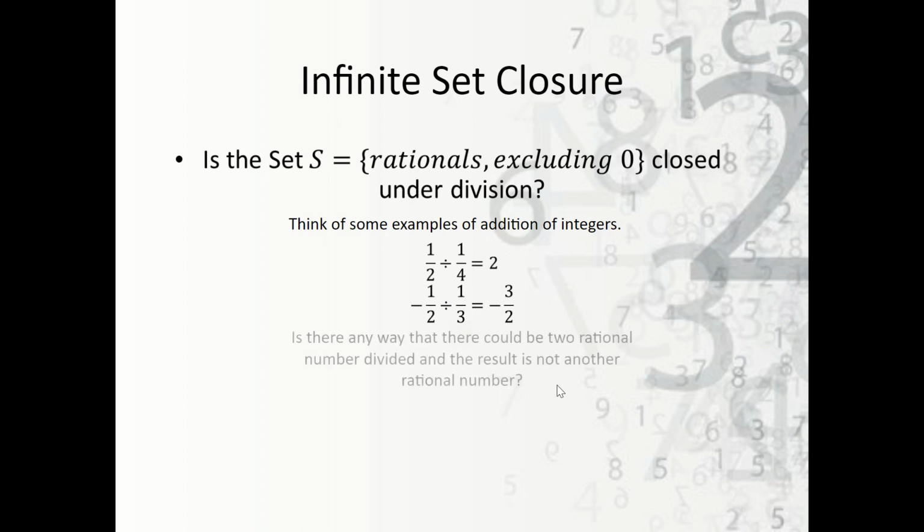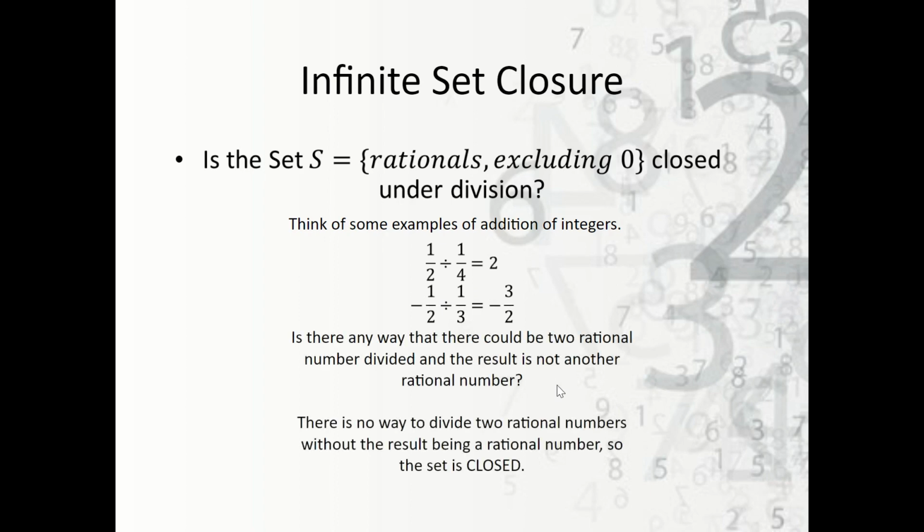Well, we keep thinking of some examples, and when we keep looking, we can see that there is no way, and we did exclude 0. So we know that 0 is not an issue, so we don't have to worry about dividing by 0. So therefore, we can just look at these examples and continue to come up with more examples, and we can see that the set is actually closed because no matter what, when I divide two fractions by each other, I will always get another fraction.